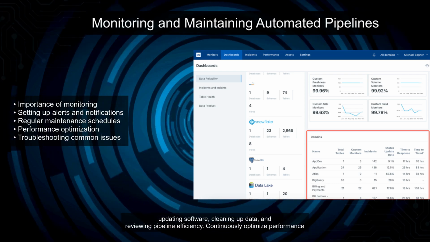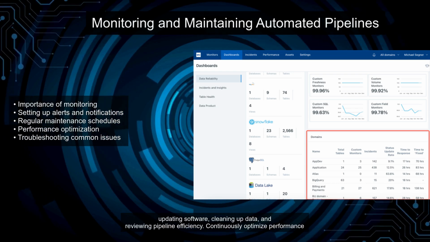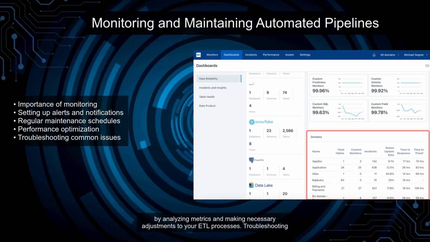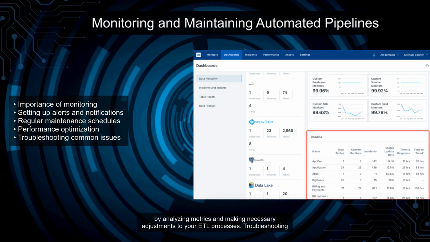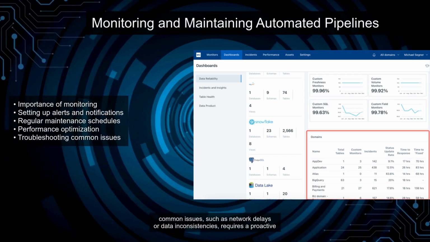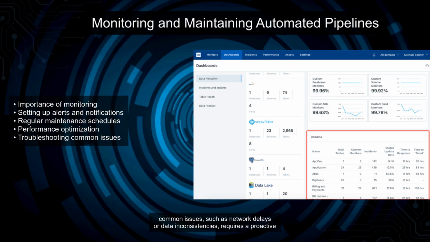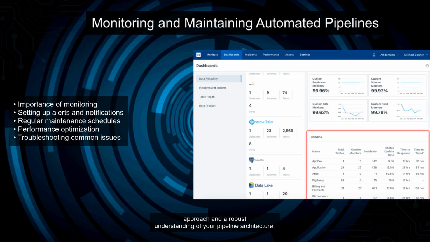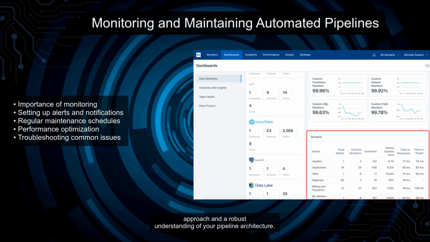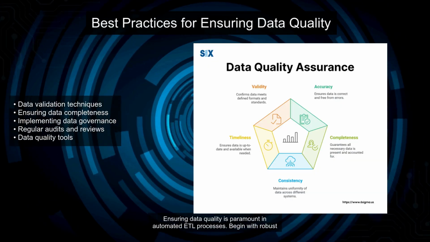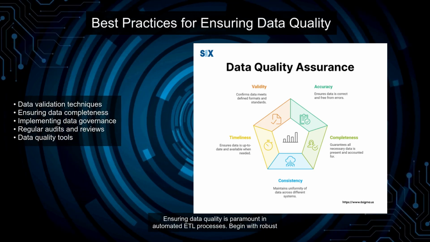This includes updating software, cleaning up data, and reviewing pipeline efficiency. Continuously optimize performance by analyzing metrics and making necessary adjustments to your ETL processes. Troubleshooting common issues, such as network delays or data inconsistencies, requires a proactive approach and a robust understanding of your pipeline architecture. Ensuring data quality is paramount in automated ETL processes.